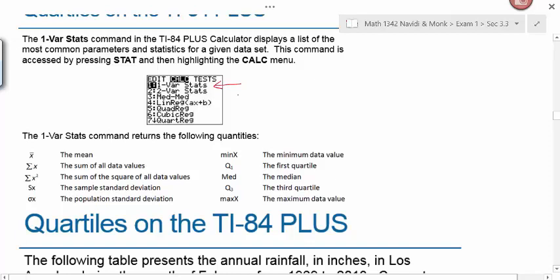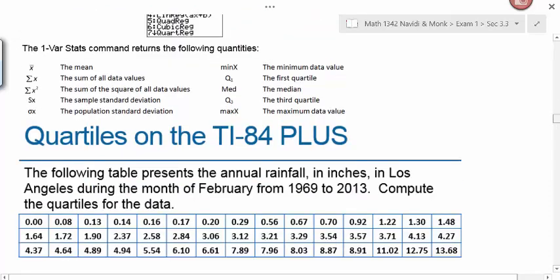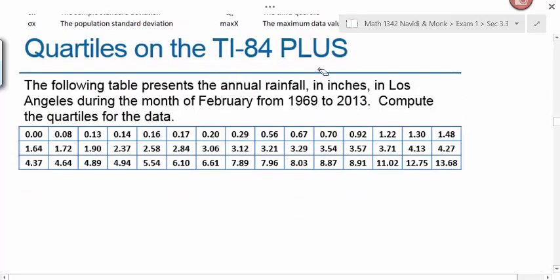Do y'all remember how we got to this screen? Stat, go over to calc, and then just press enter. But before you're ready to go to this screen, what do you have to do first? Put your list of data into the calculator, and that's where we're going to start. So on your TI-84 Plus graphing calculator, I want you to type this data into your calculator. I don't care which list you use.